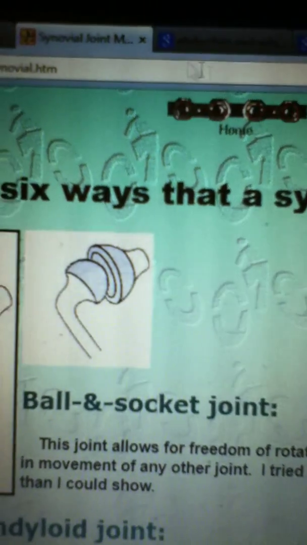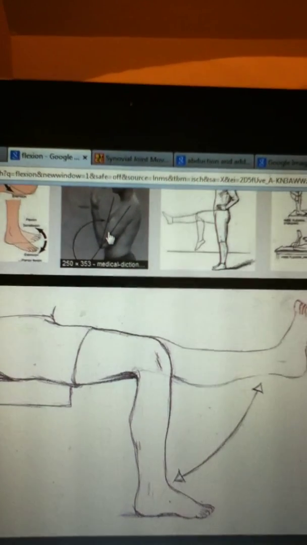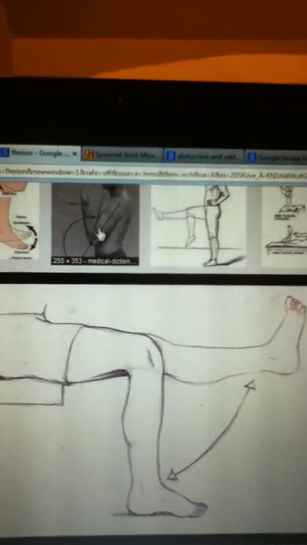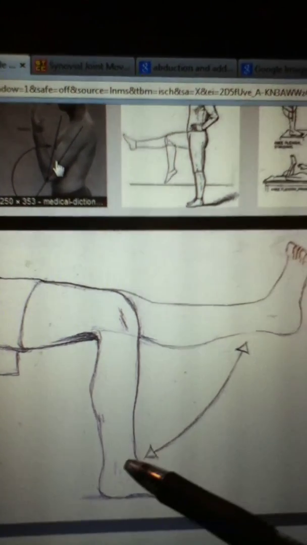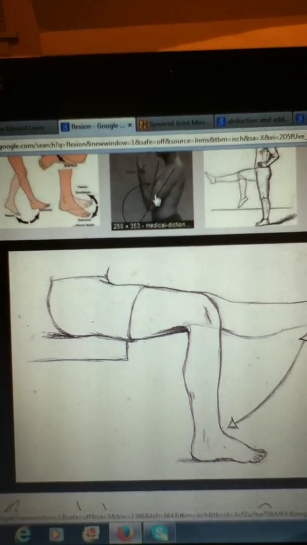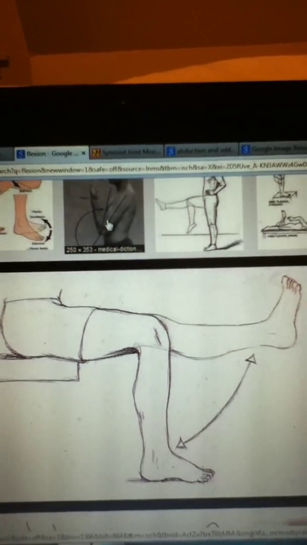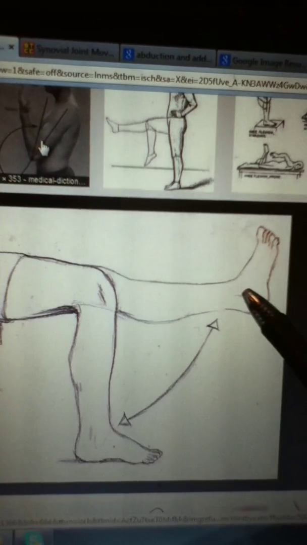Specific types of joint movement are flexion, and flexion is a bending movement that decreases the angle of the joint and brings connected bones together. So here the leg being moved down is flexion. The opposite of that is extension, and it involves movement of bones that increase the angle between the bones, and usually it straightens a flexed limb or body part. The example here is moving this leg up.